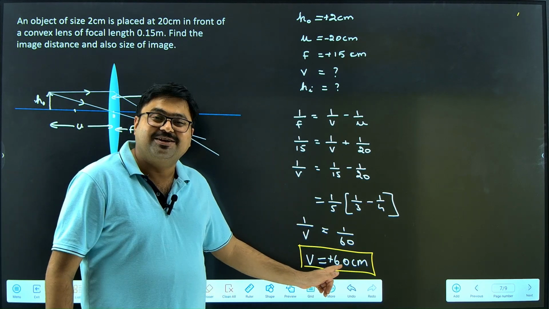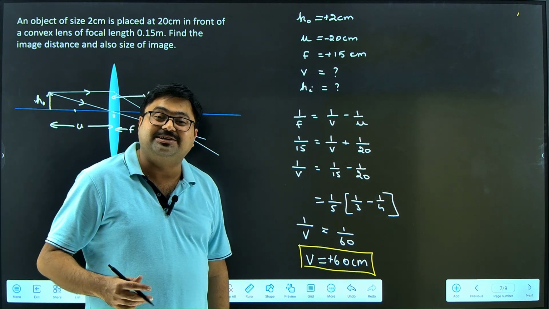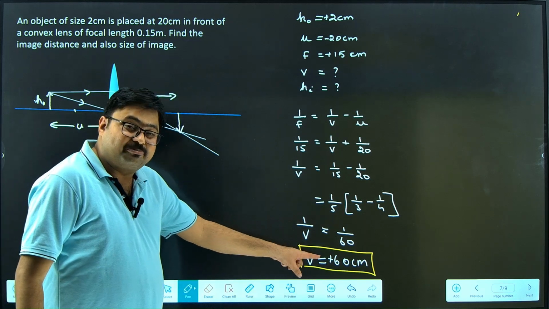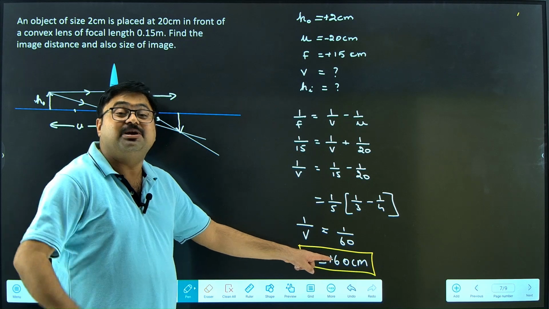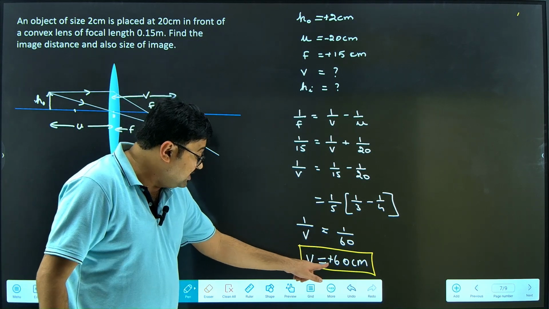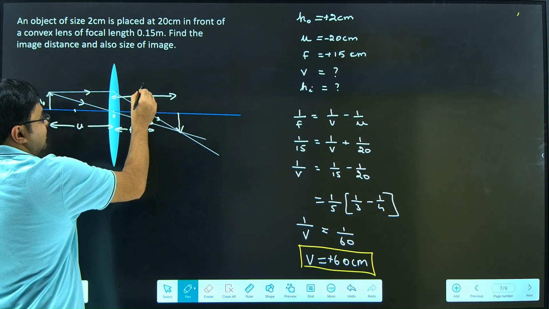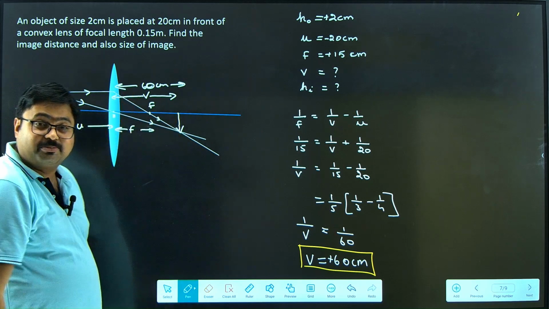Had this been negative, you should have gone in the opposite direction to a distance of 60 centimeter in order to find it. Now it's positive. So you must read and interpret the answer like this. The image is formed at a distance of 60 centimeter from the optic center measured in the direction of incident light. See, it's here, in the direction of incident light, 60 centimeter from the optic center. That's how you interpret the answer.